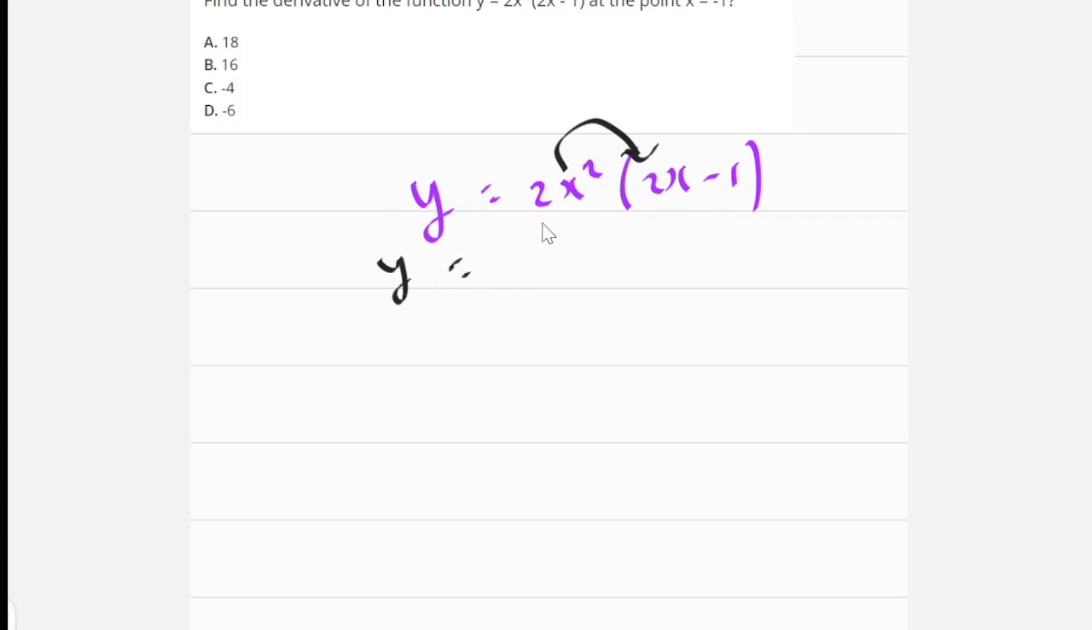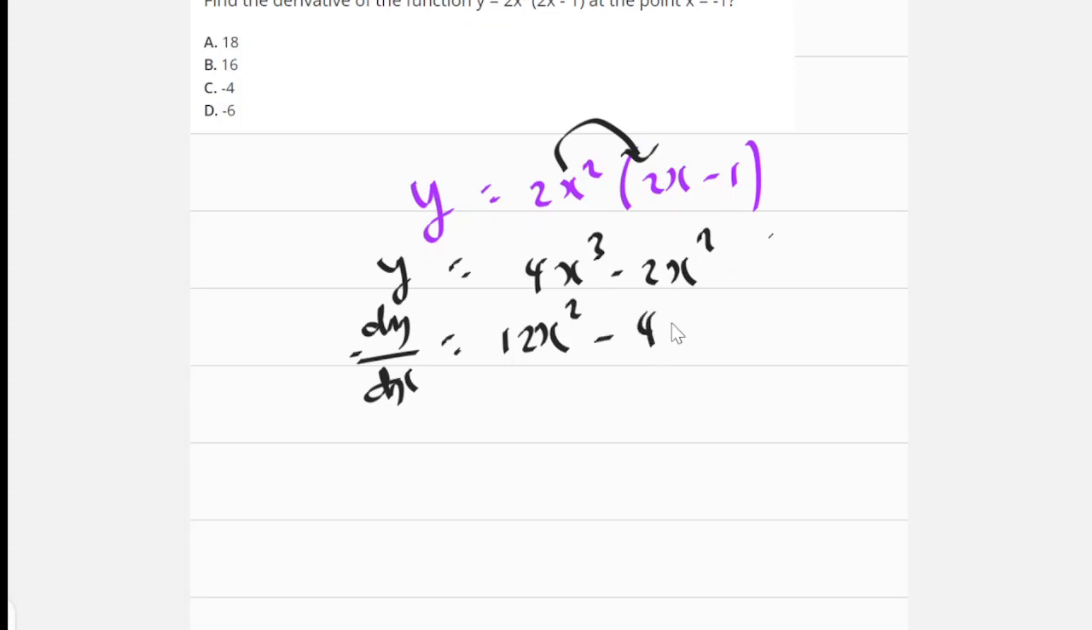Okay, your y will be what? If I multiply out, this will give me 4x cubed minus 2x squared. Then from there, you can find your dy/dx. Don't forget what I said, just multiply this by this, 12x squared, then you subtract 1 from the power, that is 2, minus 2 times 2, 4x. I hope you understand now.